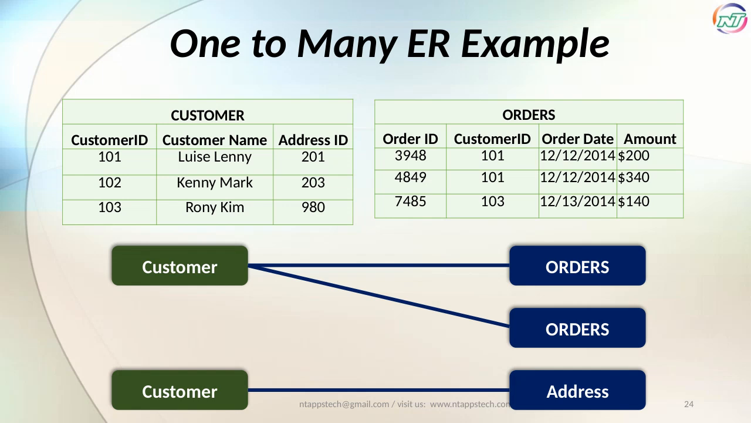This setup shows how one customer can have multiple orders linking through the customer ID, which acts as a key connecting the two tables. This kind of relationship helps organize data efficiently, so we know which orders belong to which customer without duplicating customer details in every order record.